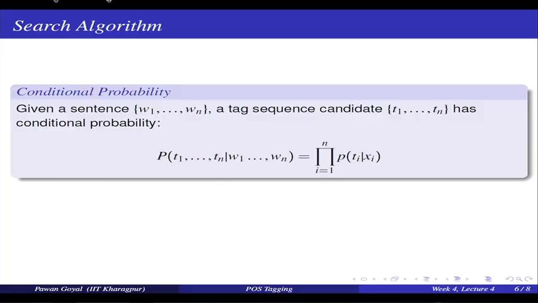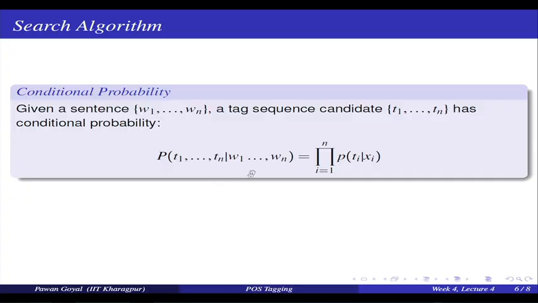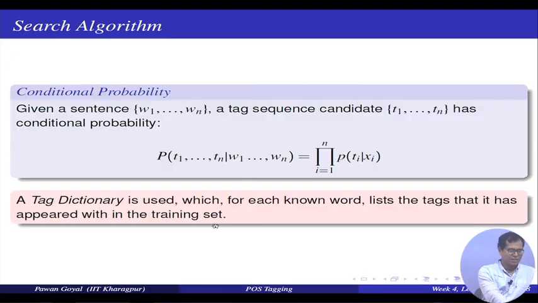Now let me go to the search algorithm for this Maxent model. We had discussed this earlier also, but we did not discuss it in full detail. I am given a sentence w1 to wn, these are the words, and I want to find out the probability of the tag sequence t1 to tn. We said that we can write it in this form: multiplication of the probability of ti given xi, which is the context for each individual word. And you can use some tag dictionary that says for each individual word what are the possible tags, similar to what we did in the case of Viterbi decoding for HMM.